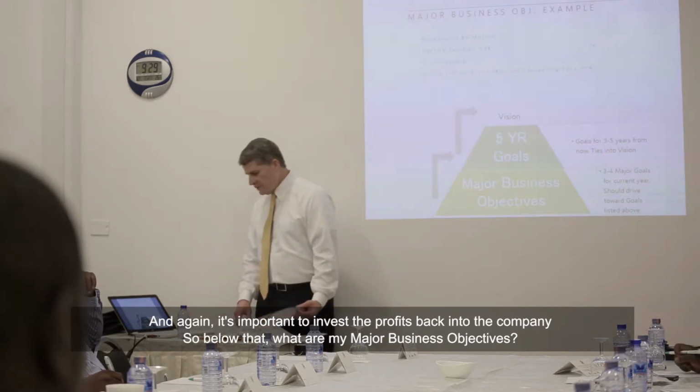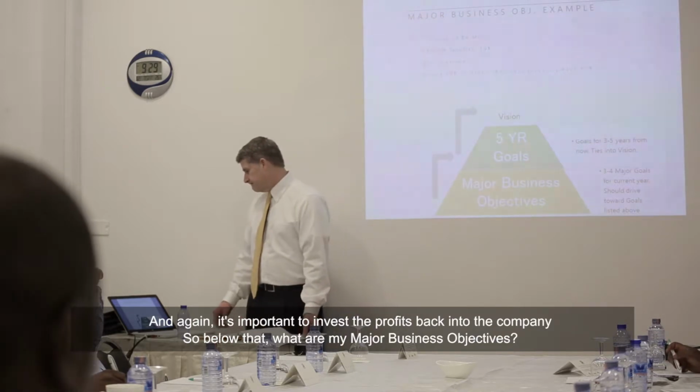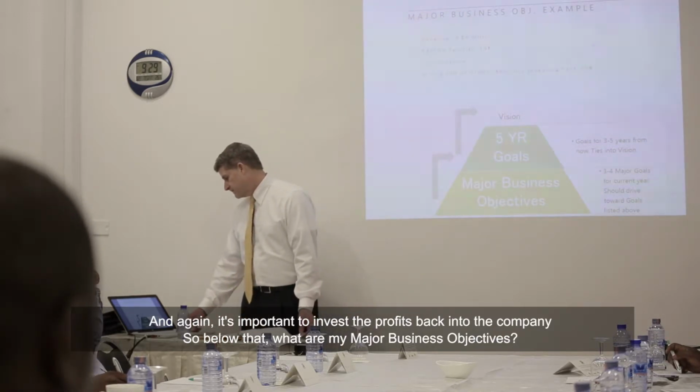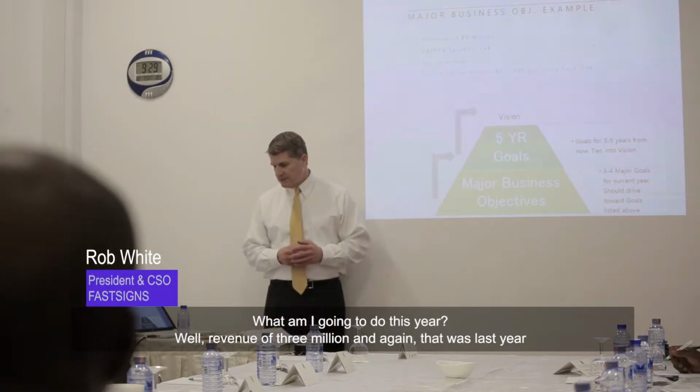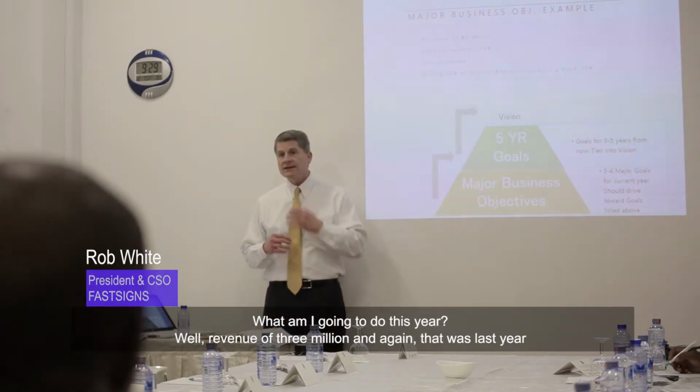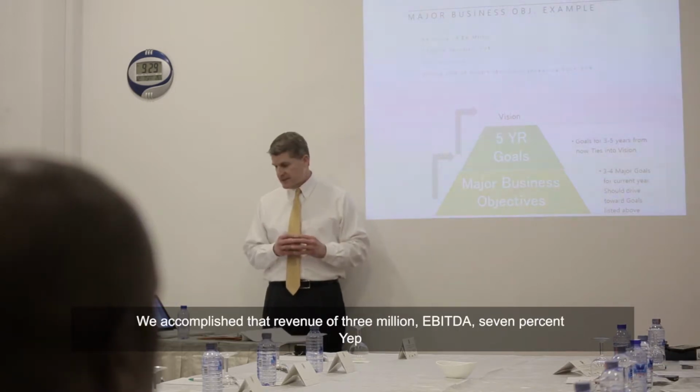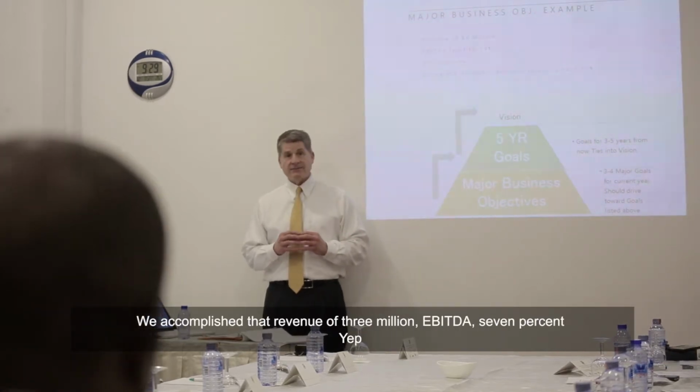So below that, what are my major business objectives? What am I going to do this year? Well, revenue of $3 million, and actually again, that was last year. We accomplished that. Revenue of $3 million, EBITDA of 7%.